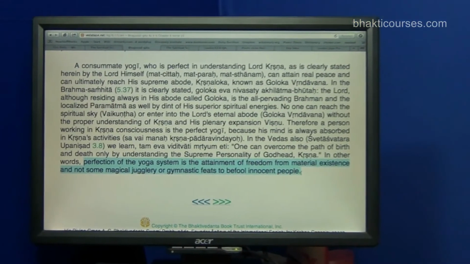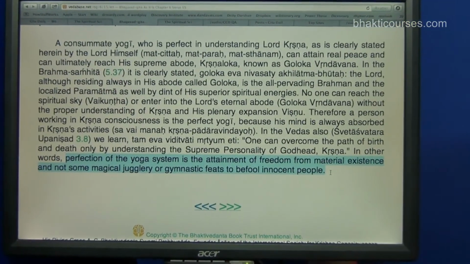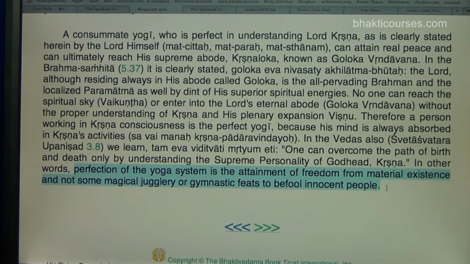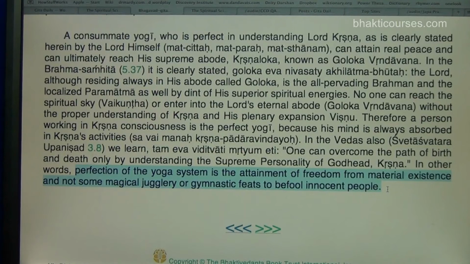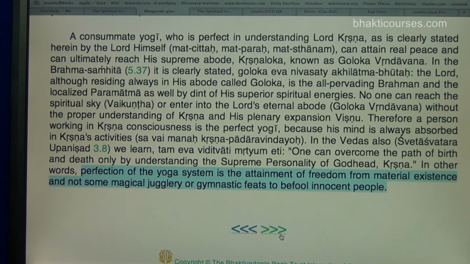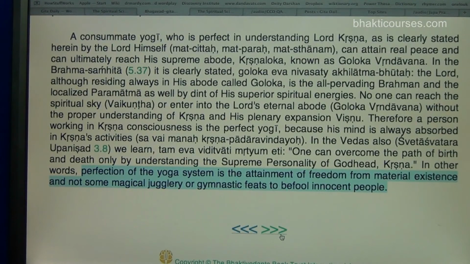Now, Prabhupada writes that the perfection of the yoga system is the attainment of freedom from material existence and not some magical jugglery or gymnastic feats to befool innocent people. The goal is not to befool some people. The goal is actually to befool people by doing some feats which I cannot do. Prabhupada called the yoga activities childish.